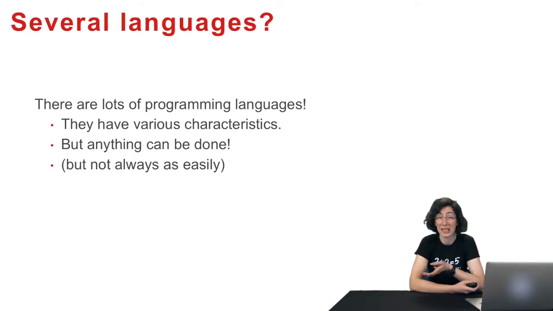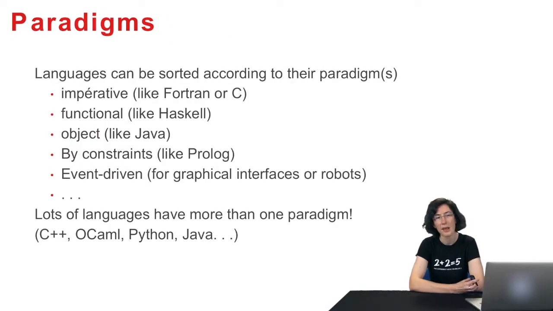What you need to remember is that everything can be done with every programming language. It won't always be as easy, but you can use any kind of programming language to write any kind of algorithm. Programming languages can be sorted by type. Those are called paradigms. I'll list some programming paradigms.